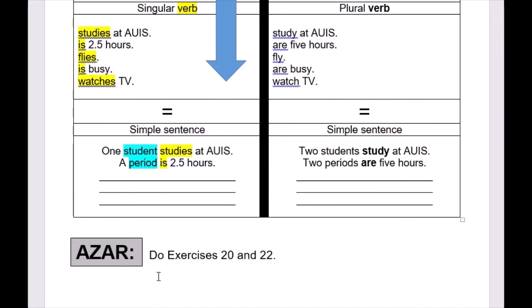So in Azar, I want you to practice singular and plural nouns with exercise 20 and exercise 22, okay? So for exercise 20, there's a table, and I'll do that using another video, okay? Thanks.